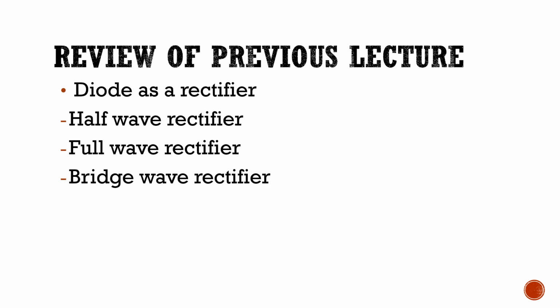You also studied that their arrangement is different. It means the arrangement of all these rectifiers is different, but the output of the full-wave rectifier and bridge-wave rectifier is the same. In your last lecture, you also calculated peak inverse voltage for all these forms of rectifier.